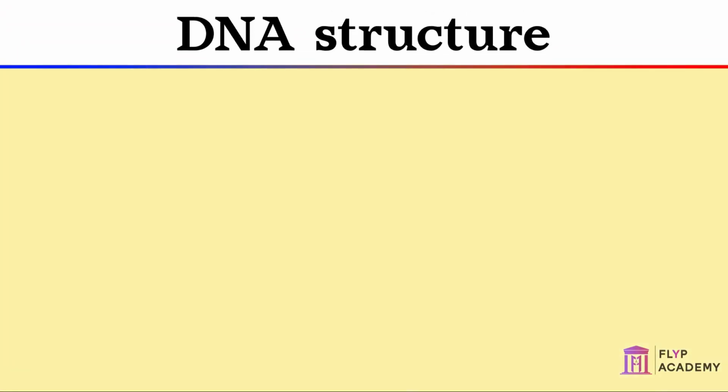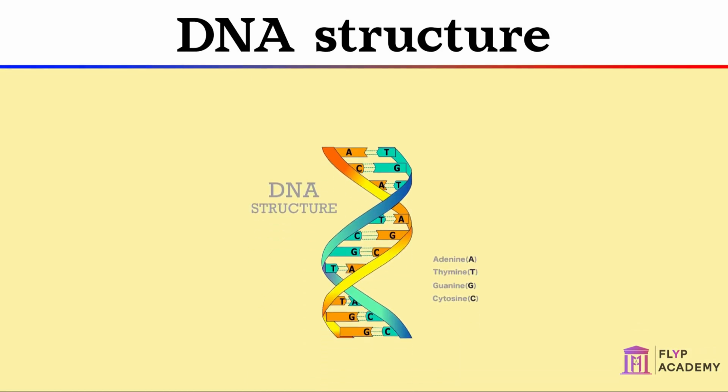DNA strands are coiled into structures called chromosomes. Sections of chromosomes are called genes, and these contain sequences of DNA that code for a certain characteristic, such as hair colour or eye colour.